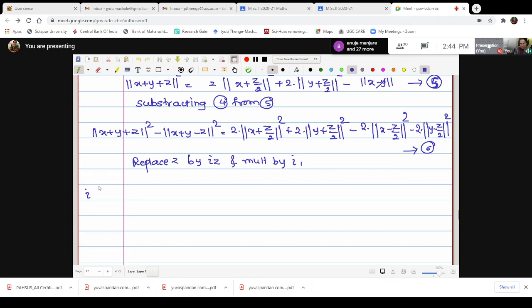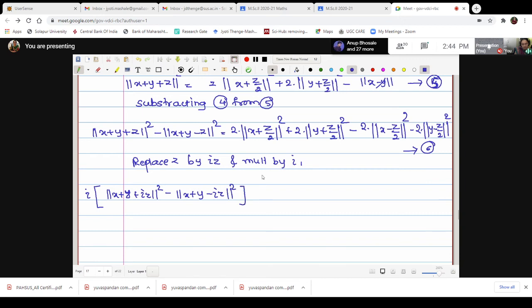Therefore this is multiplying by I. Wherever z present, we will replace it by iz. Oh sorry, it's negative. Norm square of x plus y minus iz.